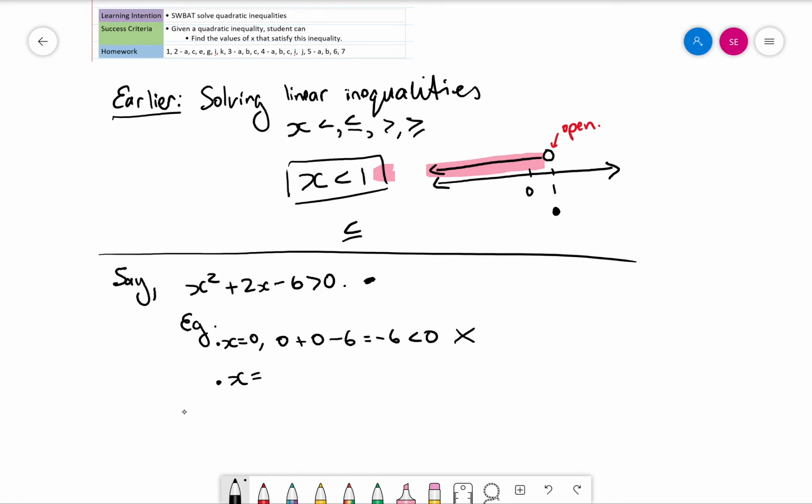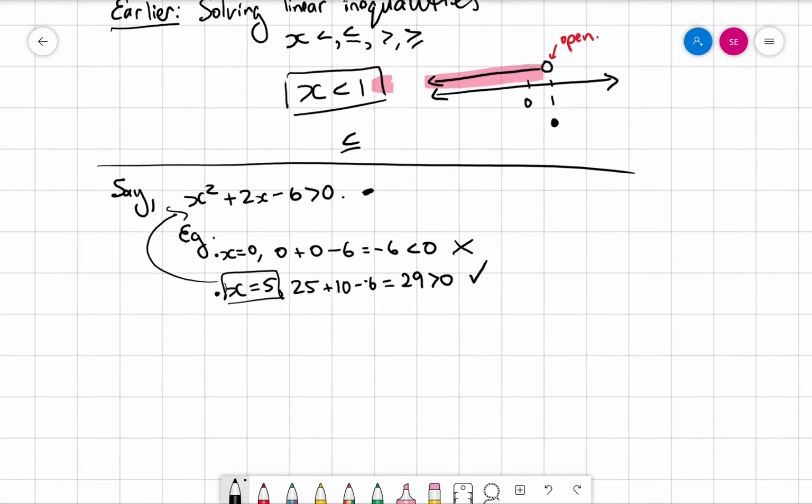Alright, so what about x equals 5? Well, we'll have 25, so 5 squared, plus 2 times 5, which is 10, minus 6, that'll equal 29. Now that's definitely greater than 0, so that's all good. So we know this would be one of the x values that satisfies the inequality, but how do we find all of the x values that satisfy the inequality?